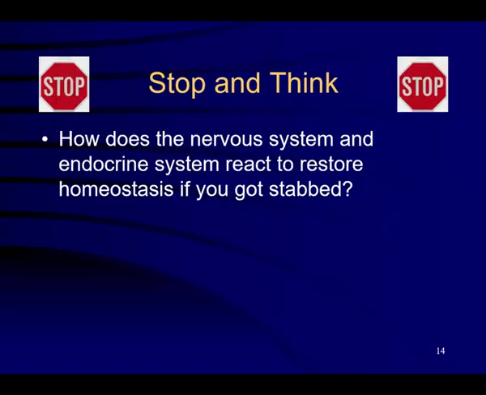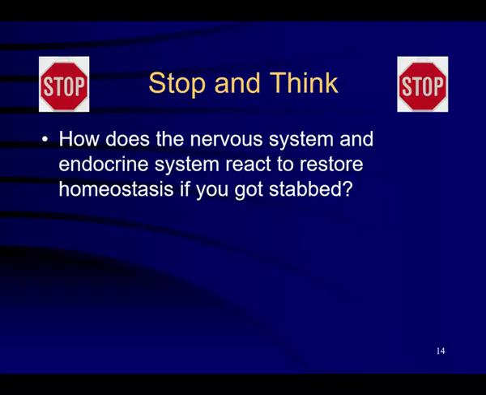So let's say you got stabbed. Okay, what's going to happen? The first thing is it's going to hurt, but you're going to lose fluid. When you lose fluid, blood volume goes down, so blood pressure goes down. So what will your body do to try to get your blood pressure back up? And you have to remember the 4 regulators of blood pressure: viscosity, blood volume, heart rate, and peripheral resistance.